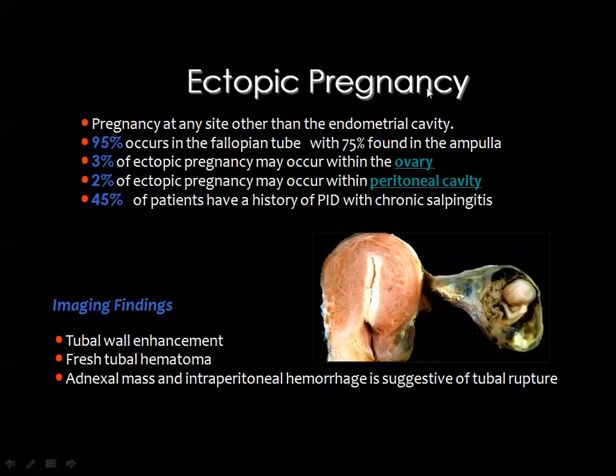in this ectopic pregnancy. Then the imaging findings, ectopic pregnancy is usually diagnosed by ultrasound, but if you have a CT or MRI, you can see that the wall of the tube is thickened and enhanced, and you got fresh blood within the fallopian tube, and you may see an adnexal mass and sometimes intraperitoneal bleeding, meaning that this pregnancy has been ruptured.